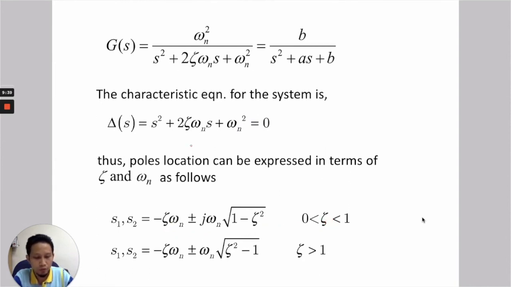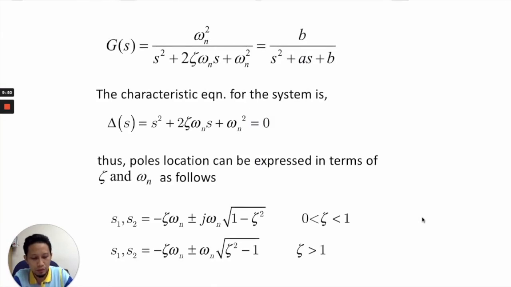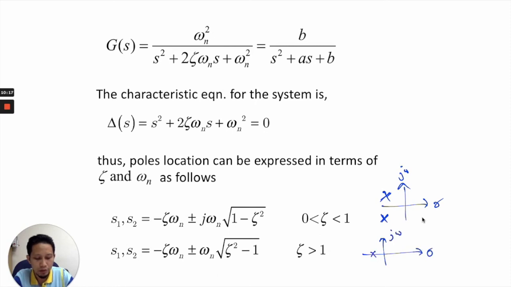So if we draw it on the S-plane located over here, this is zeta, this is the S-plane, this is omega, and this is sigma, this is the location of the poles. So it is between the second quadrant and the third quadrant of the S-plane. And for the second formula here, the poles are located over here, on the real axis, where we know that when we have two poles located at different points on the real axis, the value of zeta is greater than 1.